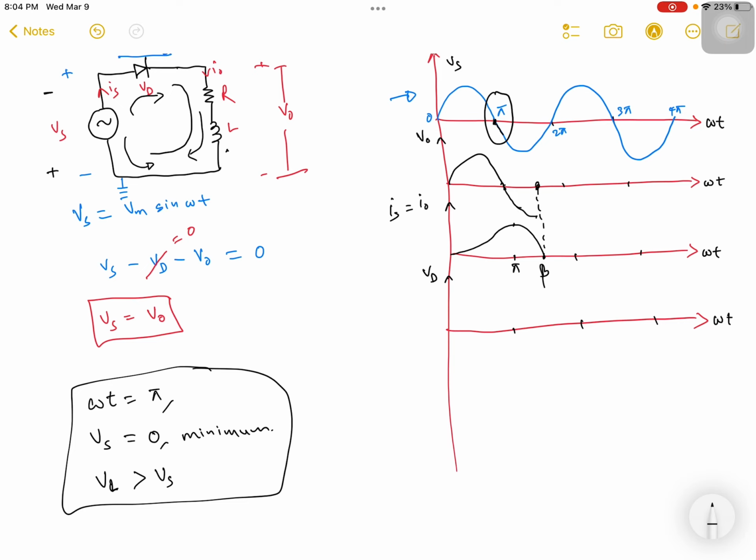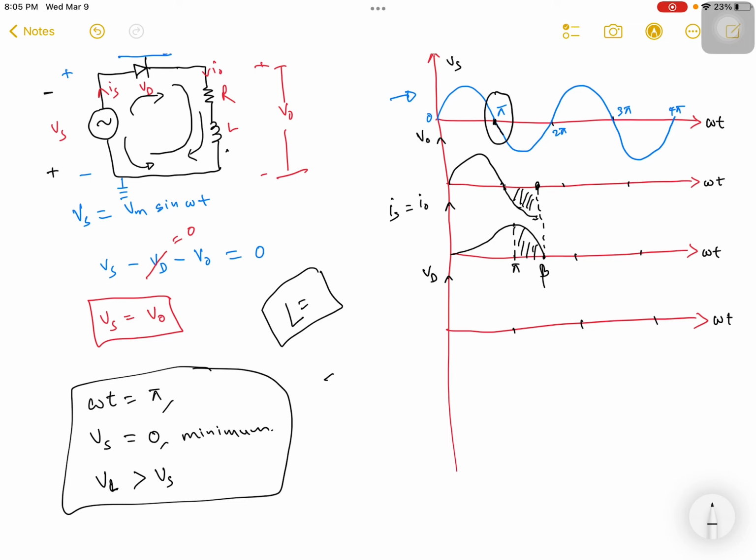Now this magnitude from here will be dependent on the value of your L. If your value of L is bigger, then it may keep on conducting. So depending upon the value of the inductor, we can have the continuous current waveform or the discontinuous current waveform. It will depend upon the value of the inductor.